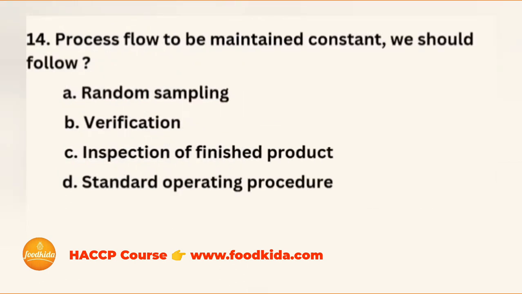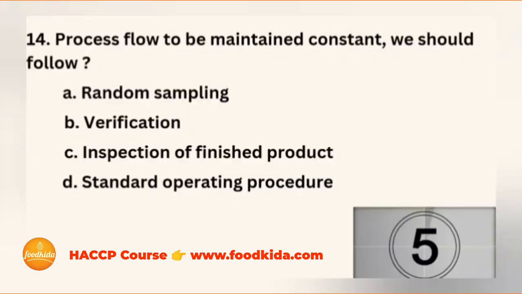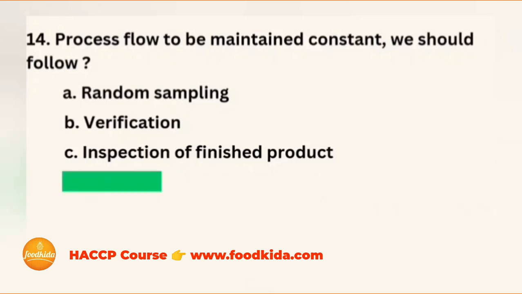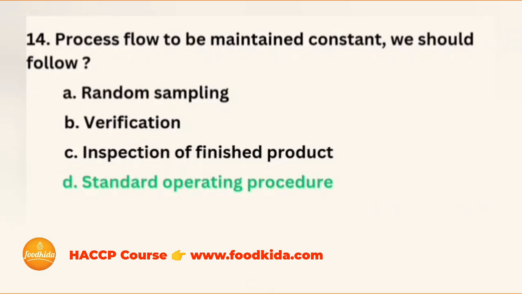To keep the process flow constant, we should follow: Option A, random sampling. Option B, verification. Option C, inspection of finished product. Option D, standard operating procedure. And the correct option is option D, standard operating procedure.